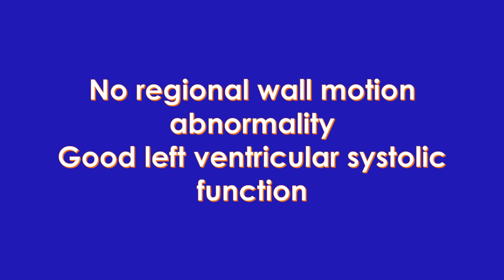After the descriptive report and the measurements, the final conclusion is usually reported at the end of the report. In case of a normal adult study, it may read as no regional wall motion abnormality, good left ventricular systolic function. Regional wall motion abnormality may be written in short as RWMA also. If abnormalities have been detected, the conclusion part will be larger and include the salient parts of the echo study.